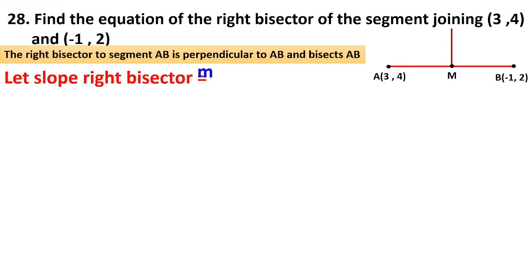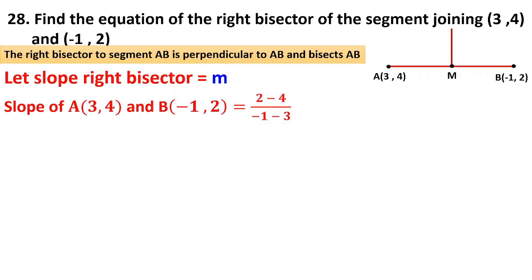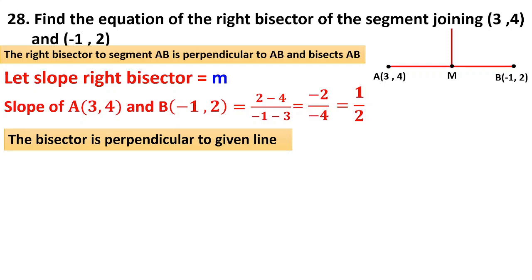Well, I will call the slope as m. Now let us try to get the slope of AB. That is y2 minus y1 by x2 minus x1, where it is minus 2 by minus 4, 1 by 2. Now the bisector is perpendicular, therefore m is minus 2. Therefore we got the slope of the right bisector now. But it passes through the midpoint.